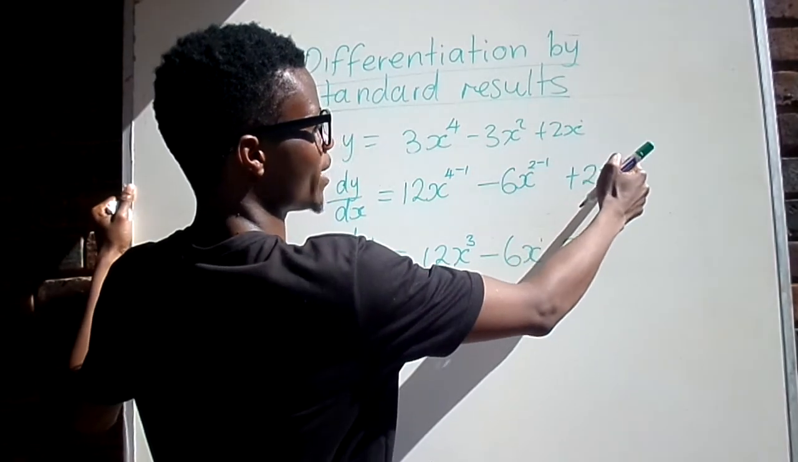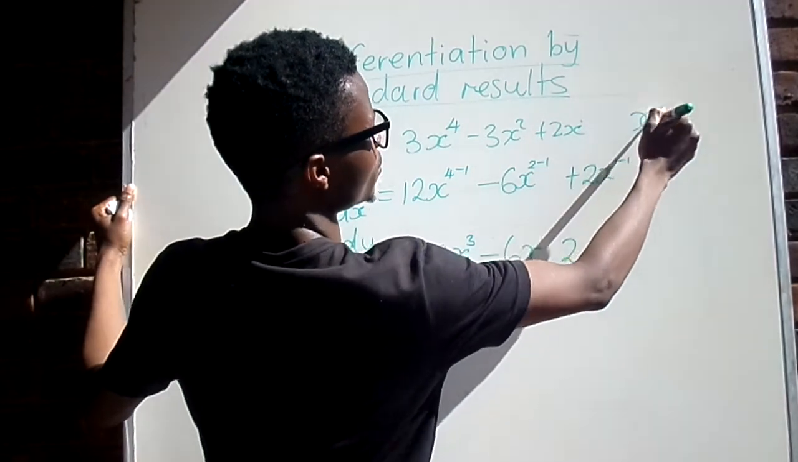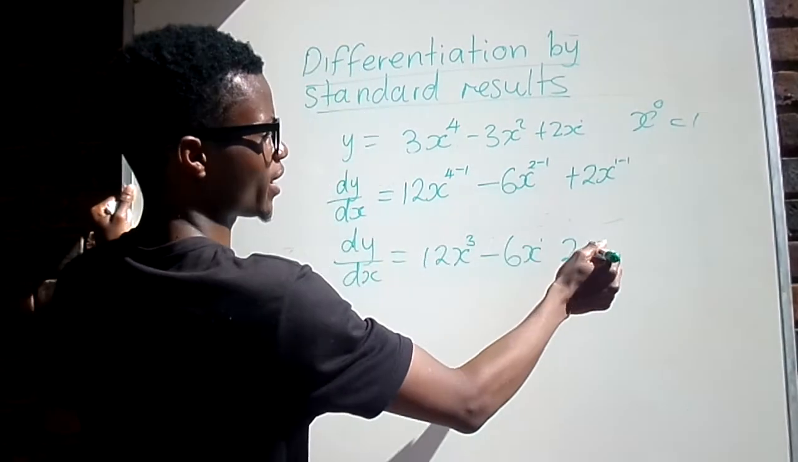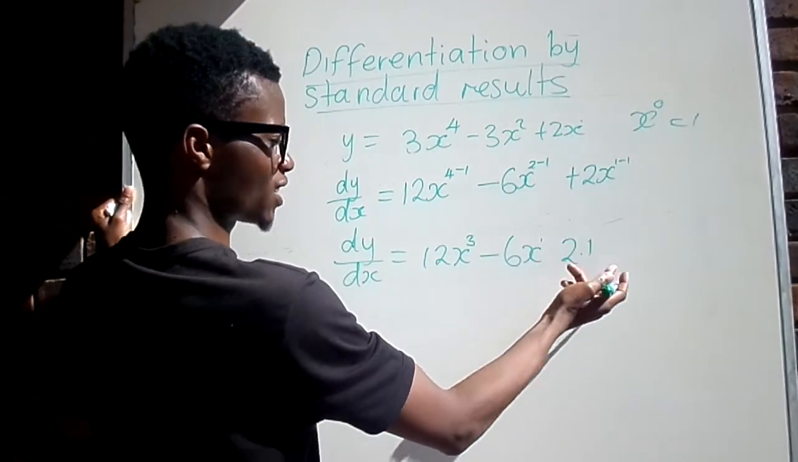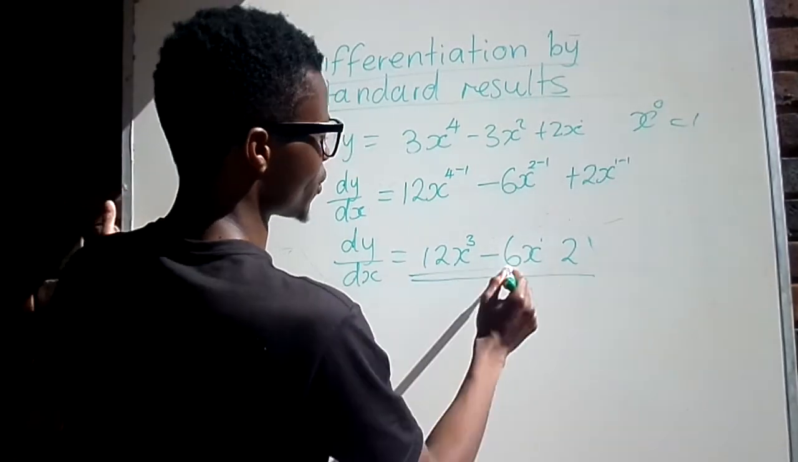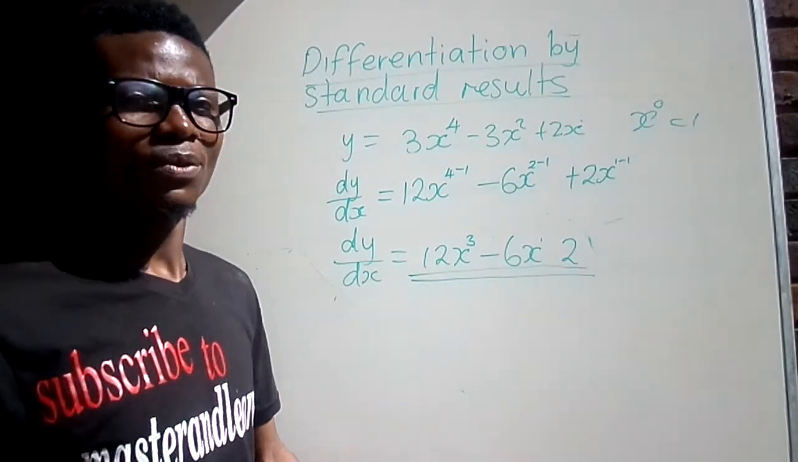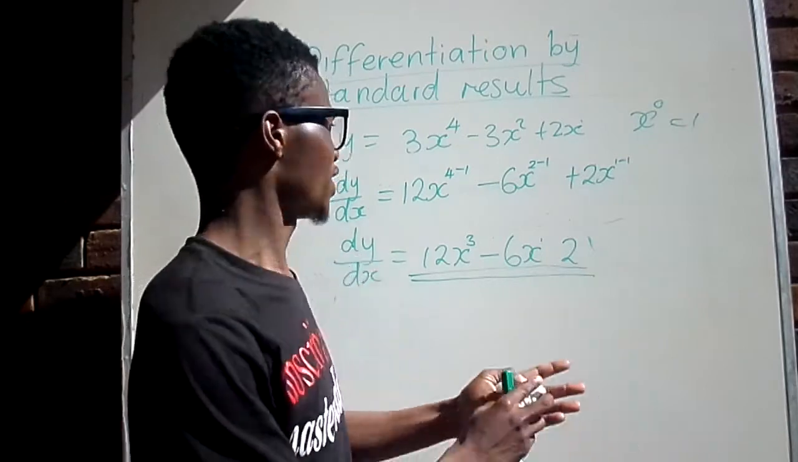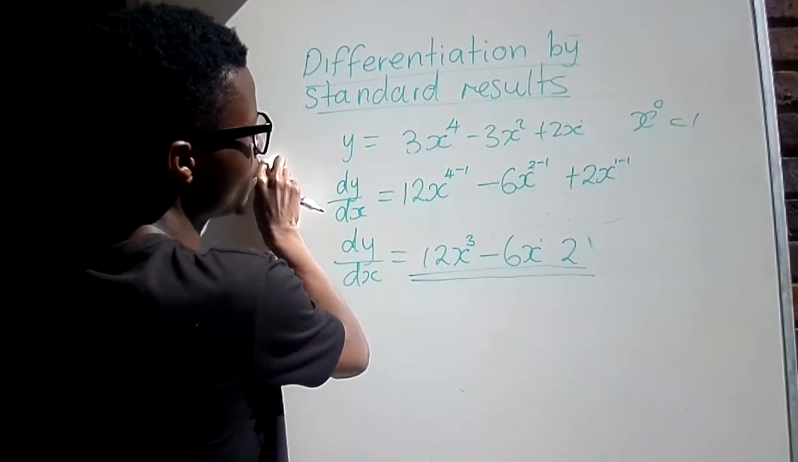Remember, 1 minus 1, that's 0. Any number to the power of 0 is 1. So we have 2 times 1, which just still remains 2. So this would have been our gradient function. So there are a few basic principles that we should just know.